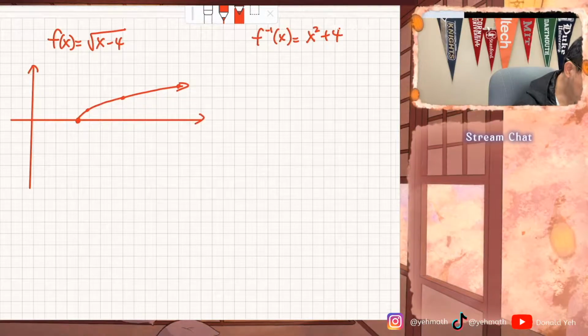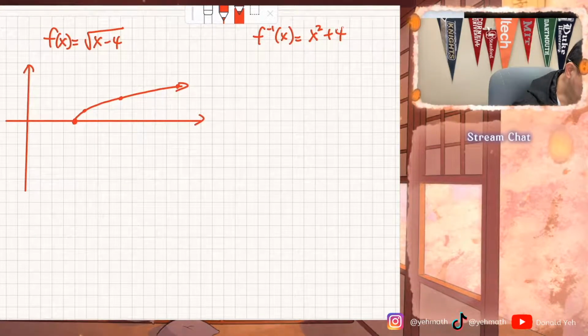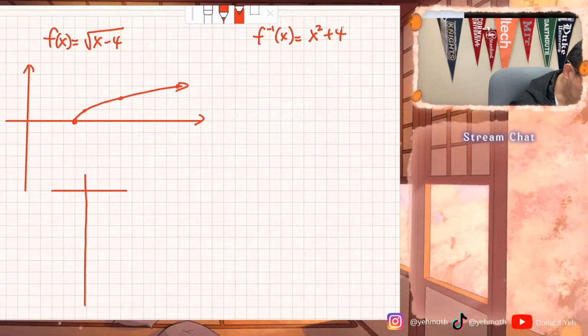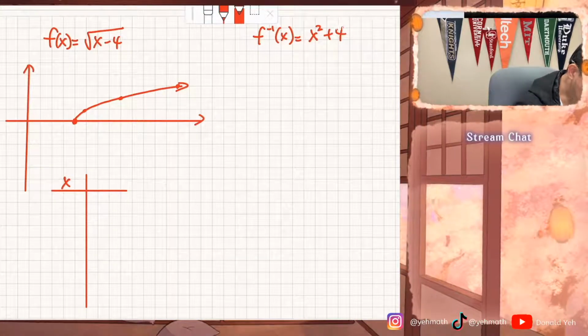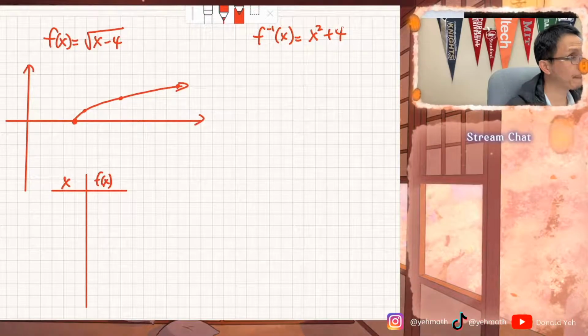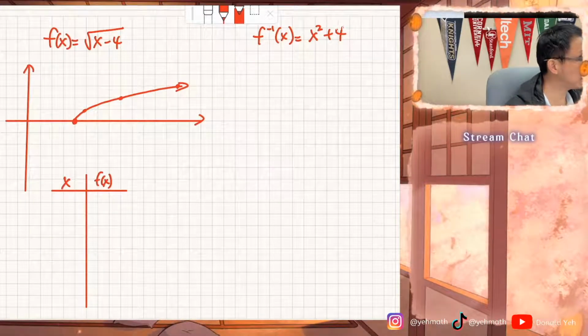Let's do a table chart. Let's compare the table values, and I'm going to show you the x and y swap. And that's a very important concept. So this is going to be f of x. What's the first value I can plug in here? The x. Why 4, not 0?